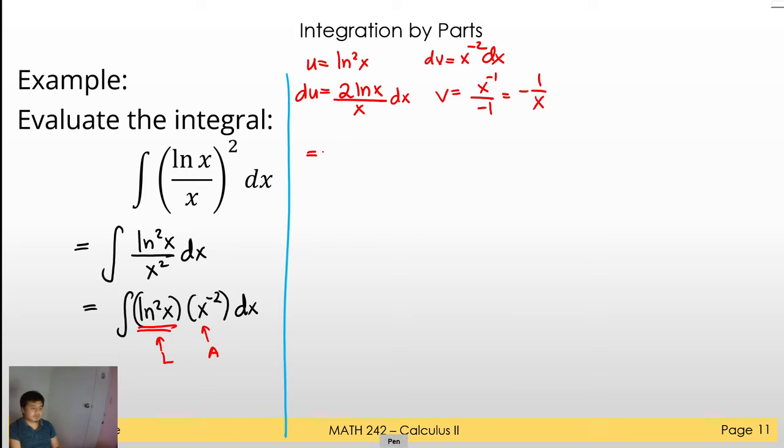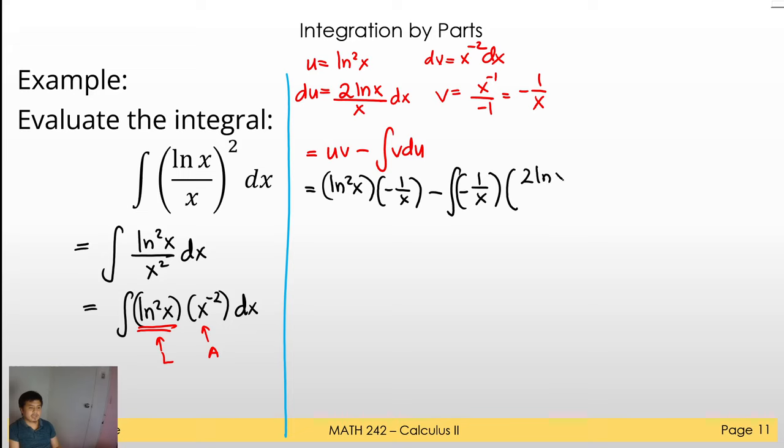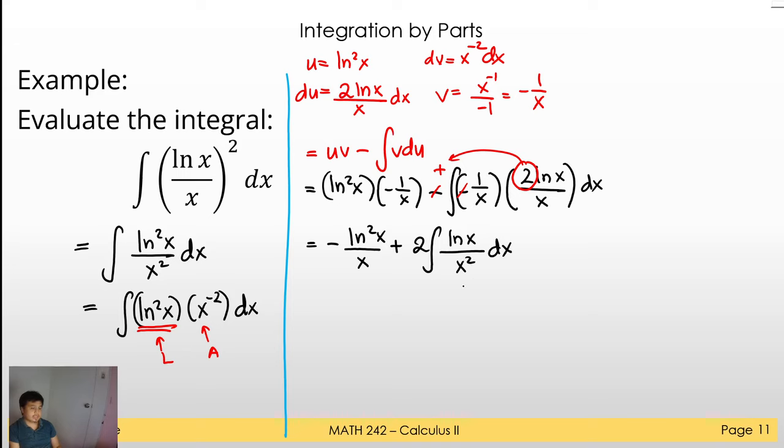So substituting this to our integration by parts formula, we have uv minus integral of v du. So u here is ln squared x, multiplied by negative 1 over x, minus the integral of v du. So we have negative 1 over x, and then we have 2 ln x over x, and then dx. Okay, so simplifying this, we have negative ln squared x over x. This will become positive, so the negatives cancel. So plus the integral of, or actually you can factor out the 2 outside, so 2 integral of ln x over x squared dx.